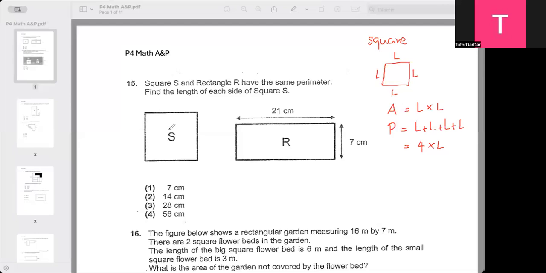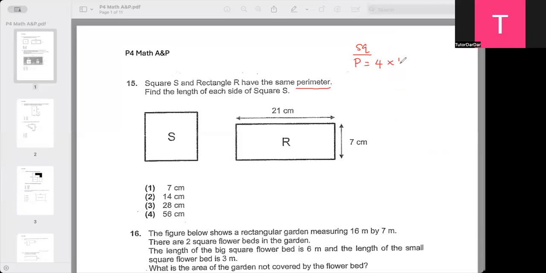Now, we have a square, we have a rectangle, and what they say is they have the same perimeter. So, let me clear this first. So they have the same perimeter. We will take note of the square perimeter, which is 4 times L. Then the rectangle perimeter is 2 times L plus 2 times B.